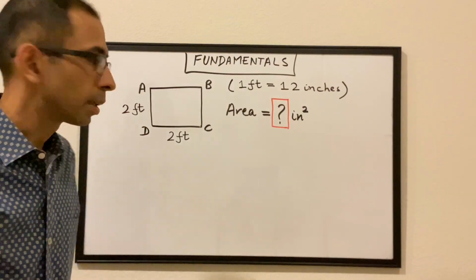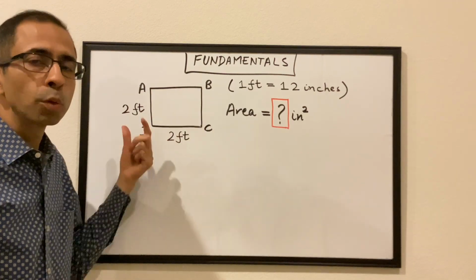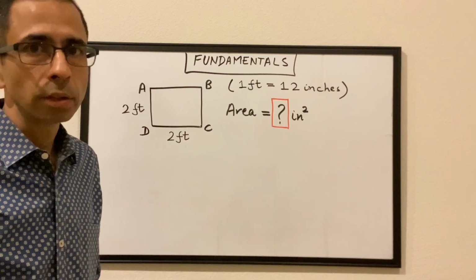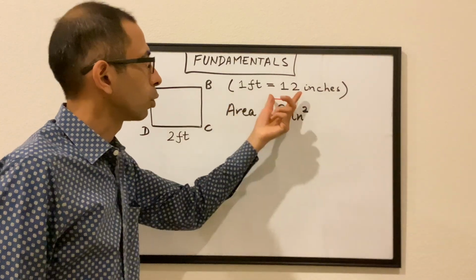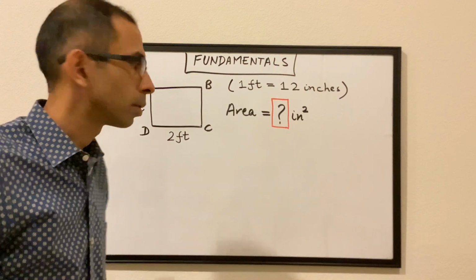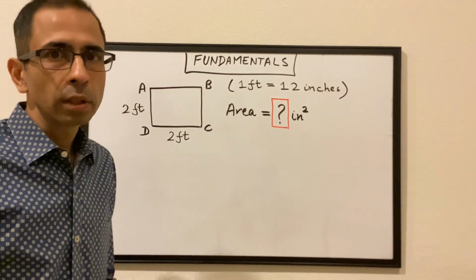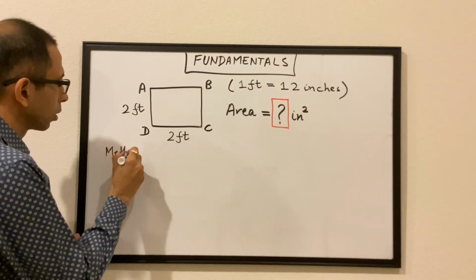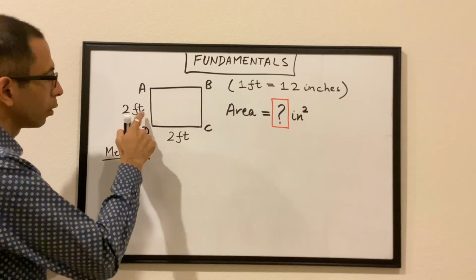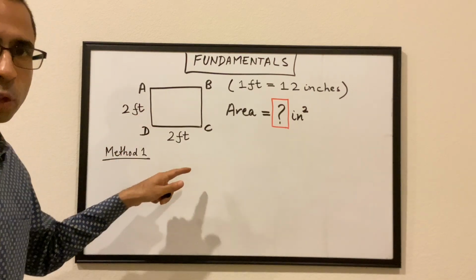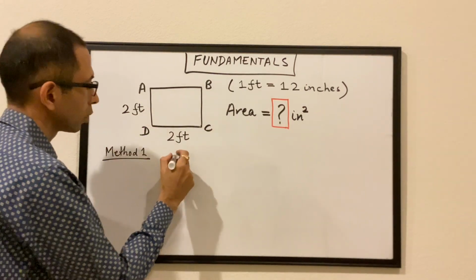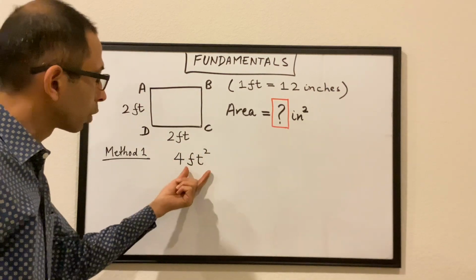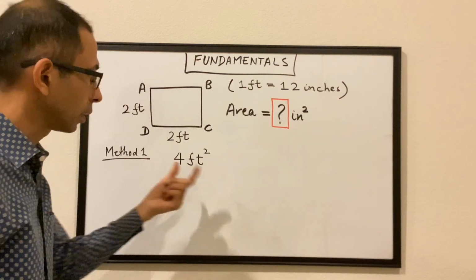Let's look at another question. Let's say we have a square ABCD whose each side is 2 feet, and we have to find the area of this square in inches square. And 1 foot is equal to 12 inches. It's something which is given to us. So there are two ways in which we can look at this question. In method 1, let's say we want to find the area of the square in feet square. 2 feet times 2 feet is 4 feet square, correct? That's the area of the square. Now we have to convert this feet square into inches square.